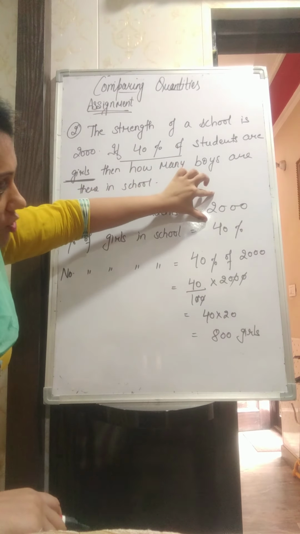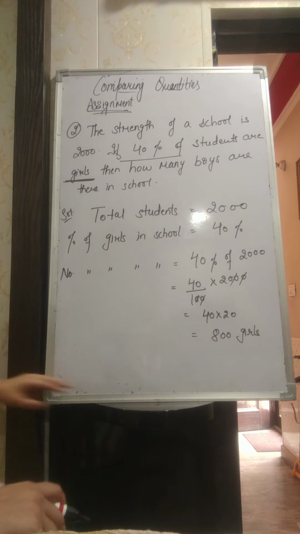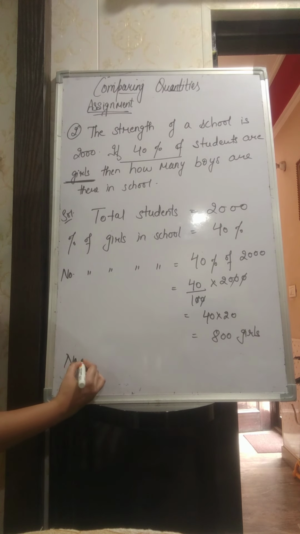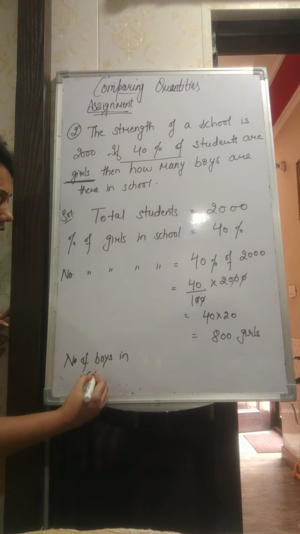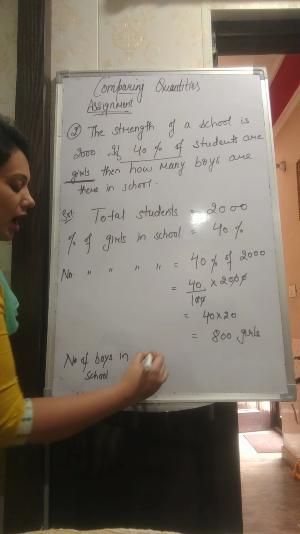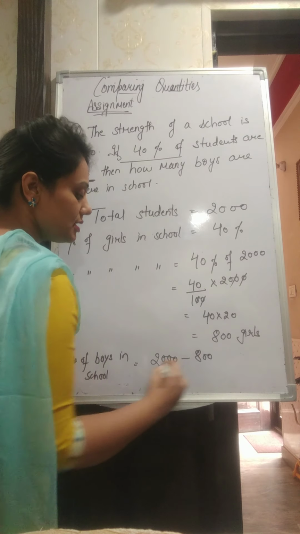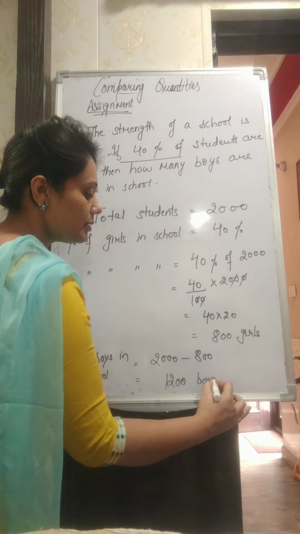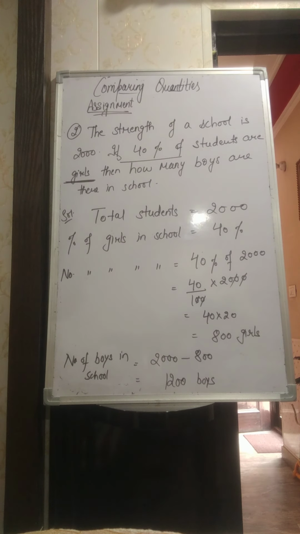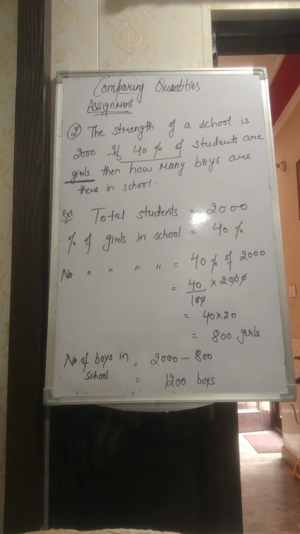Now, the total students in the school are 2000. Number of girls are 800. So, from here we can find that the number of boys in school are 2000 minus 800, that is 1200 boys. How many boys are there in the school? 1200 boys. So now let us again revise this question.